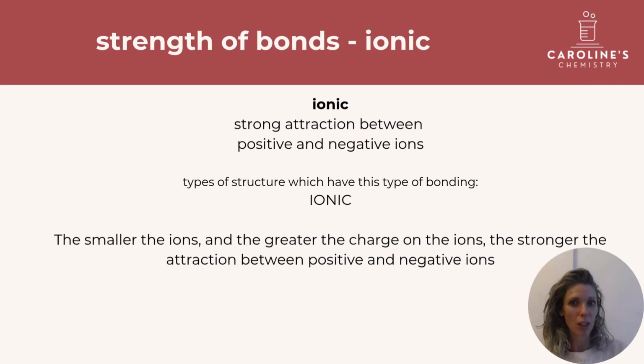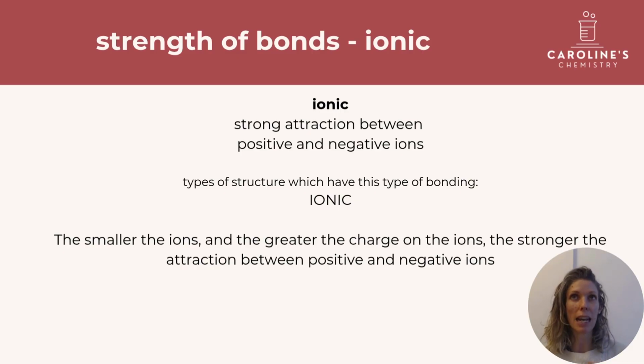Strength of bonding now. We've said that ionic bonding is a strong attraction between positive and negative ions. So one way to increase that attraction is to make the ions smaller. The other way is to increase the charge on the ion. So for example, we might have a sodium ion and a potassium ion. Both of those are 1+ ions, but the potassium ion is much, much bigger. Therefore, that would have a weaker attraction between the positive and negative ions, and therefore weaker ionic bonding.